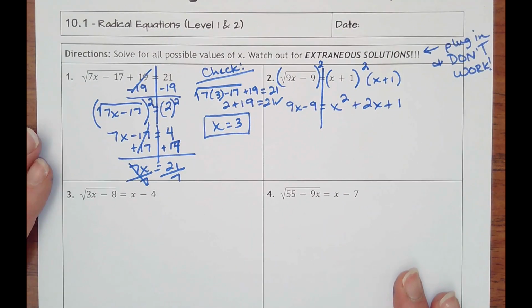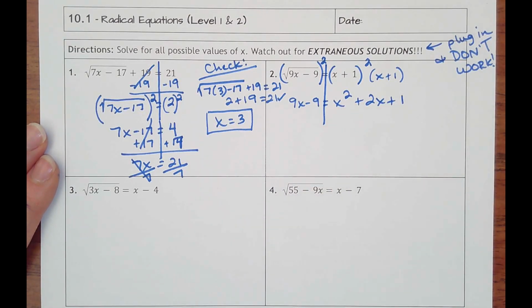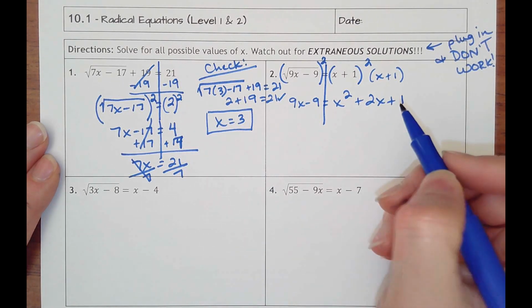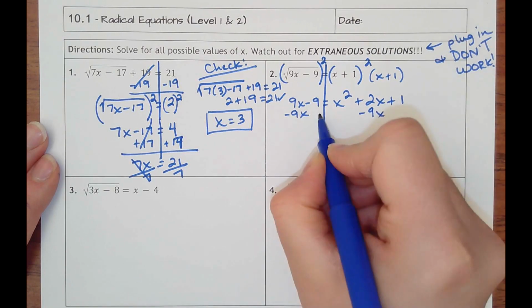So what you have now created is a quadratic, because I see a term being squared. We can only solve this by setting it equal to 0 and trying to factor. So I'm going to try to get everything on one side. I'm going to subtract the 9x and add the 9.